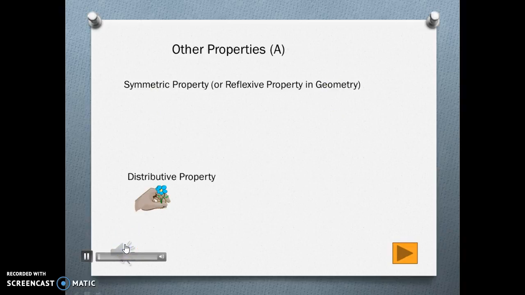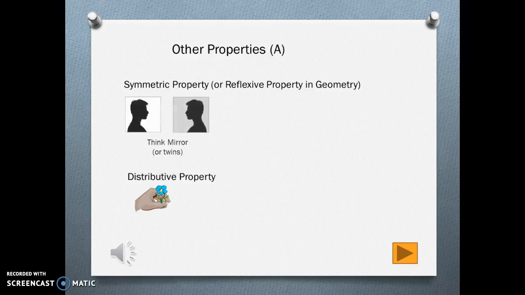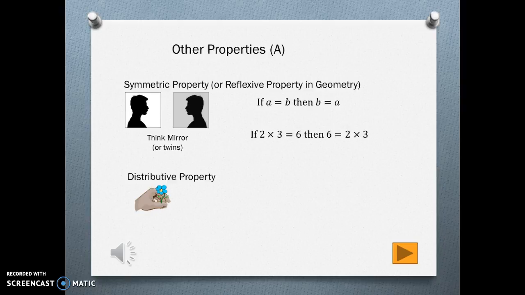The next property is the symmetric property. Remember, symmetry means that if you draw a line down something, it is the same on both sides. In other words, 5 equals 5, or I can use 6 or 2 times 3 because they are the same thing.